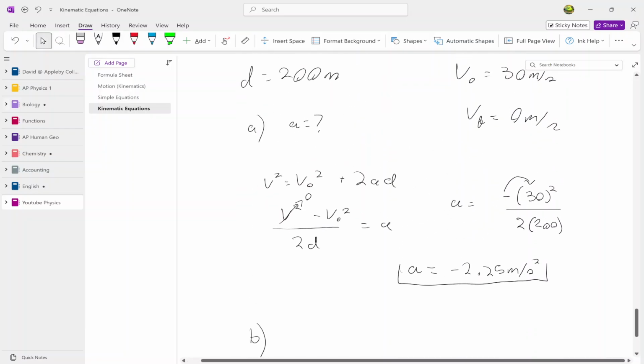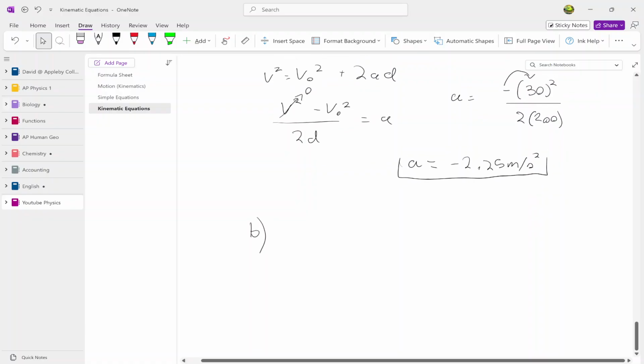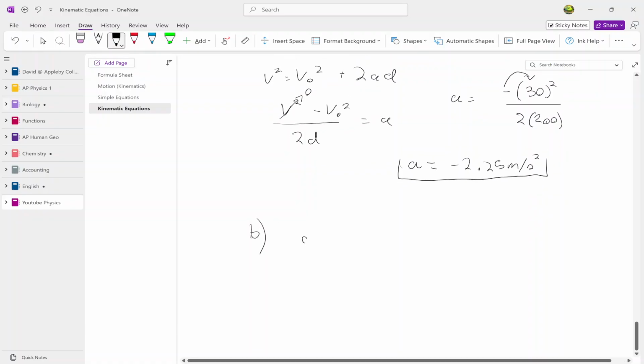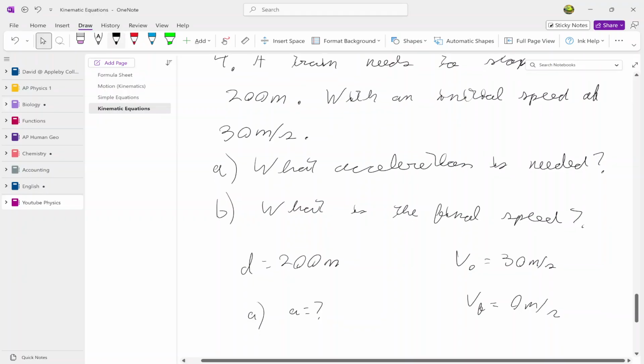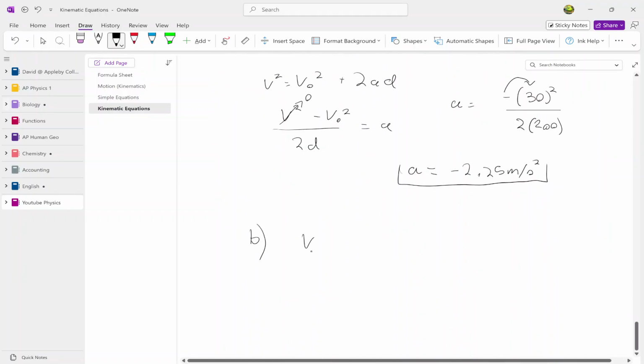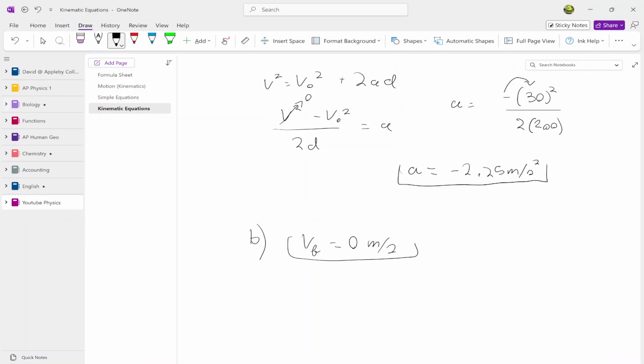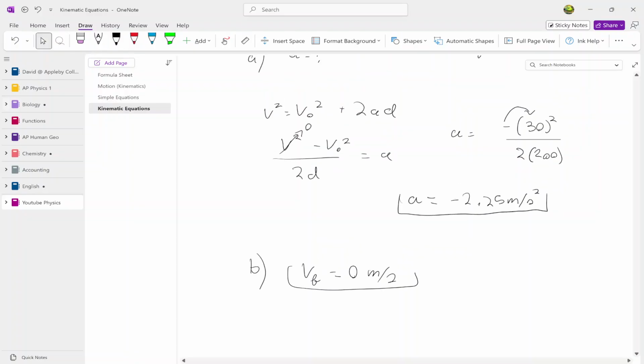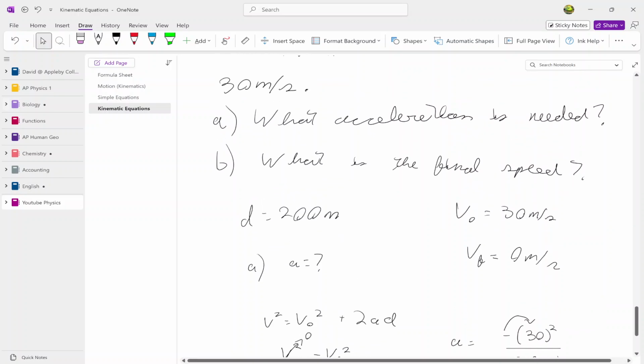Then final speed, well, we could just use a equals vf minus vo. Wait, I know what the final speed is. vf equals 0. We know that. It's from the assumption we made before, actually. So I think a few of these questions are actually asked the wrong way. I feel like B should be before A.